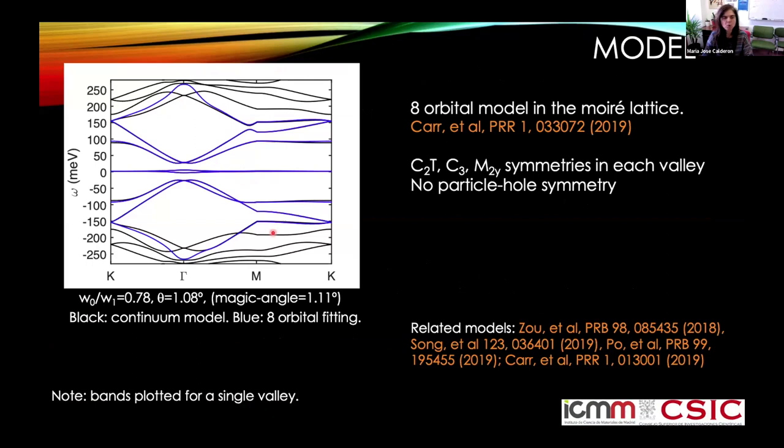There are a few proposals that have been made for this. We have chosen this particular one proposed by Carr and collaborators, in which we use an 8 orbital model for the Moiré lattice. This allows us to keep all the important symmetries of the system, like the C2T, C3, and the mirror symmetry. In the plot, you can see the black lines that are coming from a continuum model. We have chosen a rotation angle of 1.08, which is very close to the magic angle 1.11. And the blue lines are the fit that we can do with this 8 orbital model.